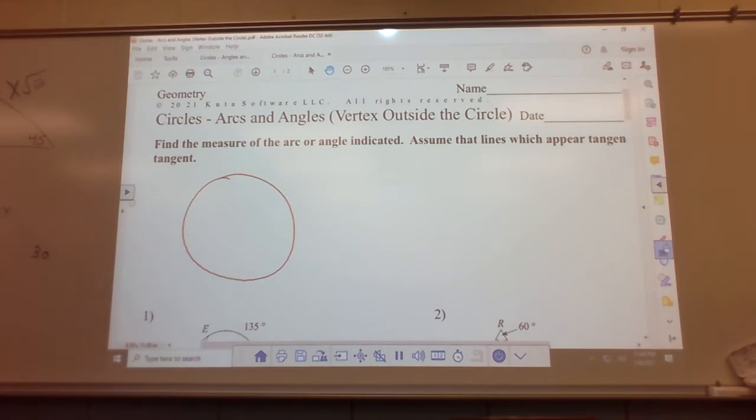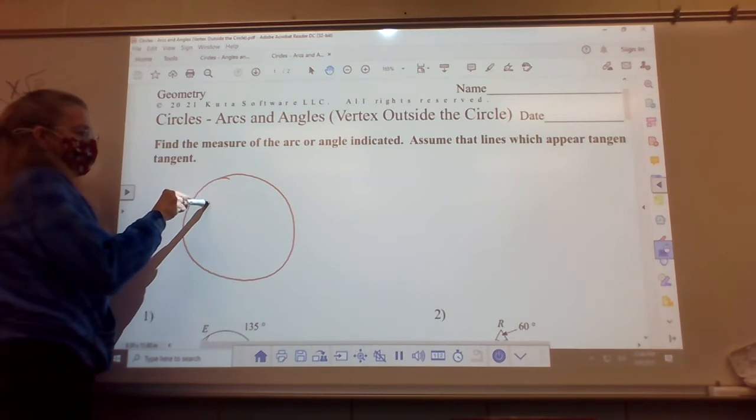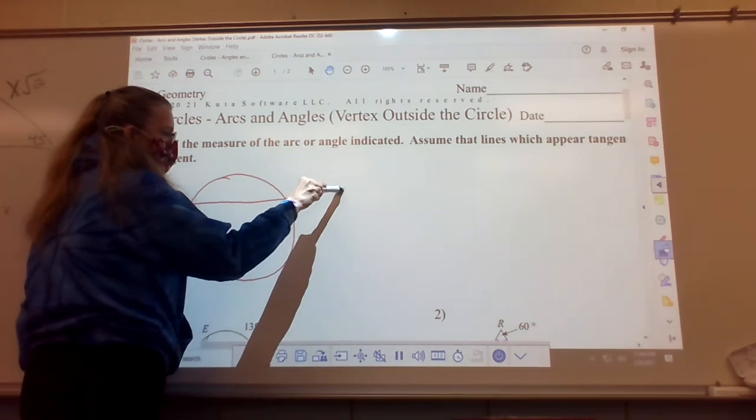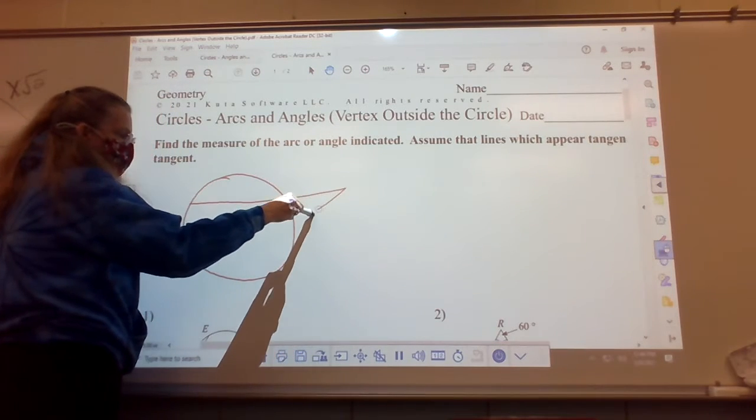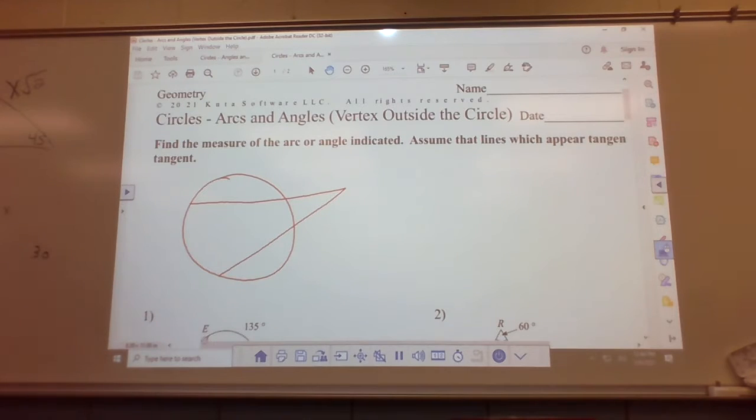So draw yourself a circle. Now, as you can see from the problems down below, we have an angle, so we're going to start someplace, go all the way through, come out the other side, and come back. Those are the problems that we're going to have today. So it's vertex outside, vertex outside.